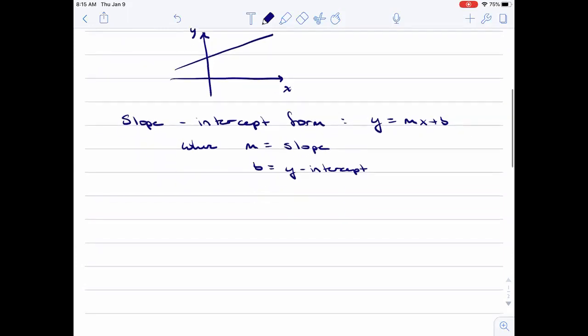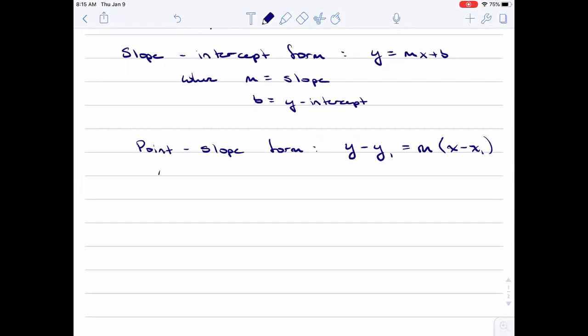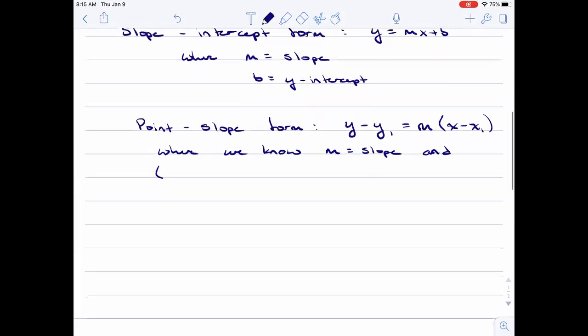Okay, and so the point slope form is y minus y1 equals the slope m times x minus x1, where we know m is the slope and the point x1, y1.